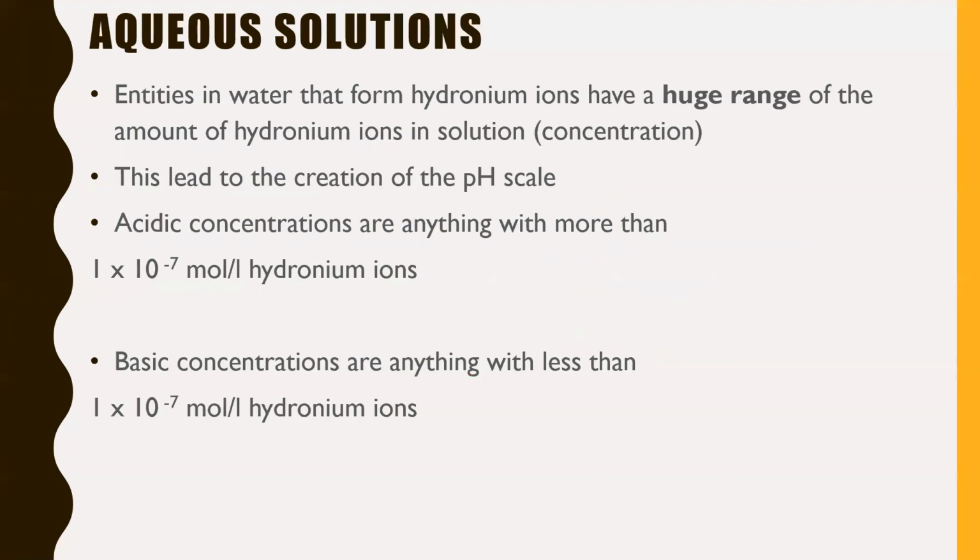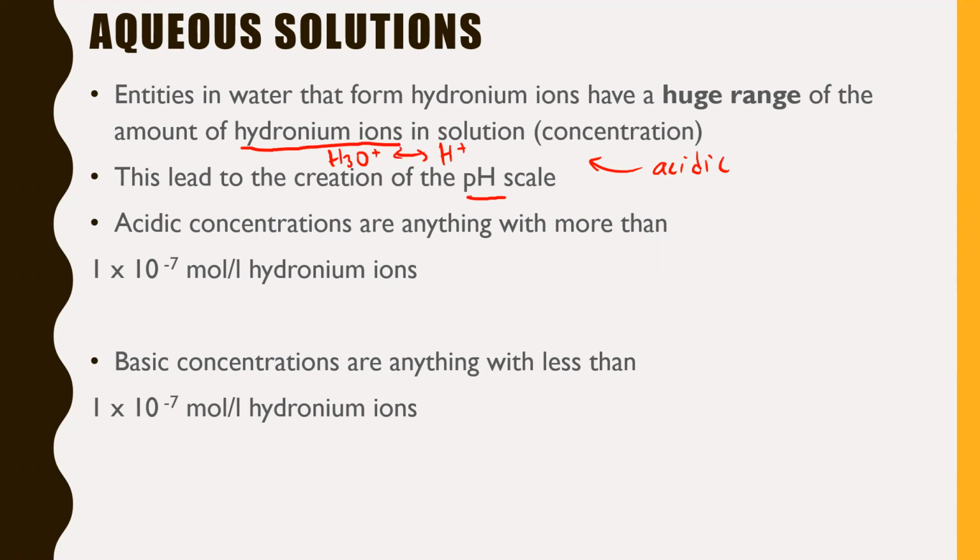Anyway, let's get going. So aqueous solutions, entities in water that form hydronium ions, have a huge range of the amount of hydronium ions in solution, in other words, the concentration. This leads to the creation of the pH scale. If we want to just back up here, let me remind you that the amount of hydronium that is in something is really what dictates how acidic something is, right? So hydronium, once again, that's H3O positive, or sometimes you can even just call it H positive. That's hydrogen ion concentration, but these are directly related. We'll talk about that in a second.